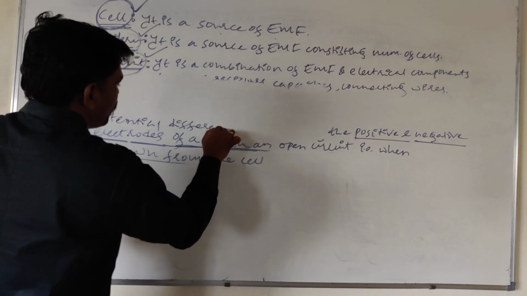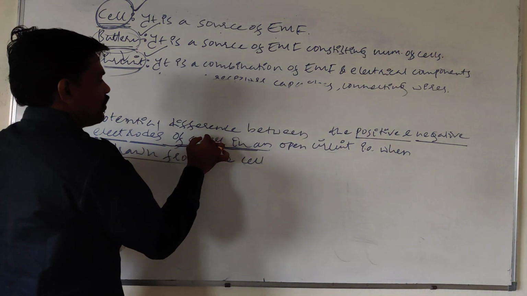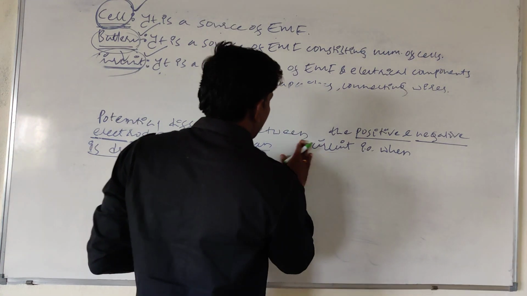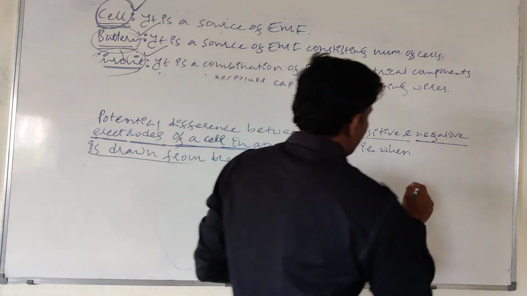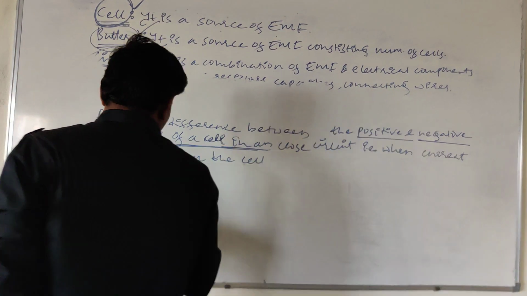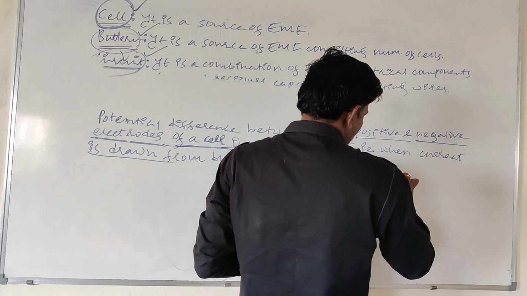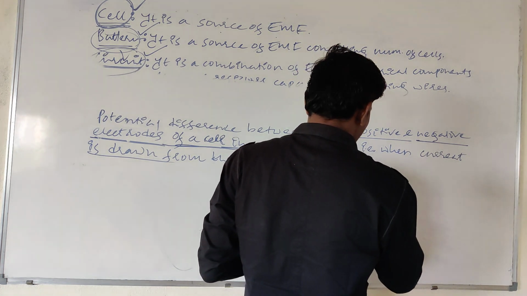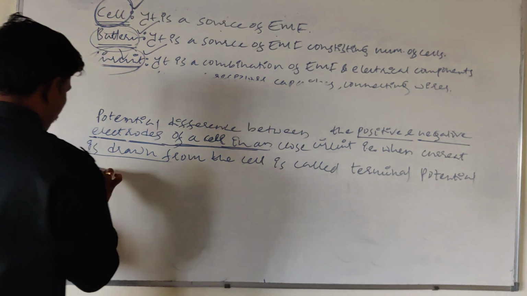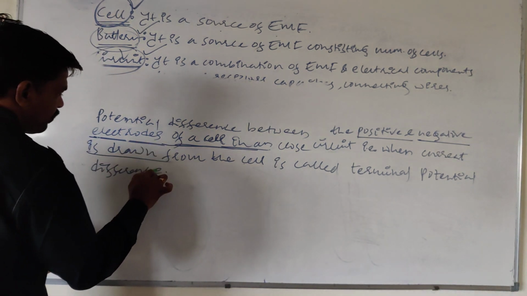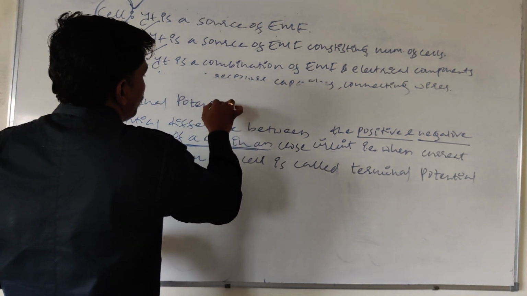Potential difference between the positive and negative electrodes of a cell in a closed circuit, that is when current is drawn from the cell, is called terminal potential difference.